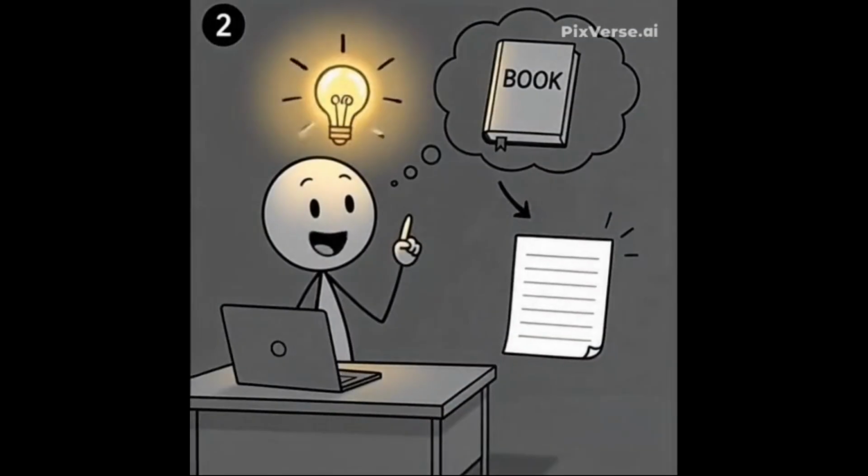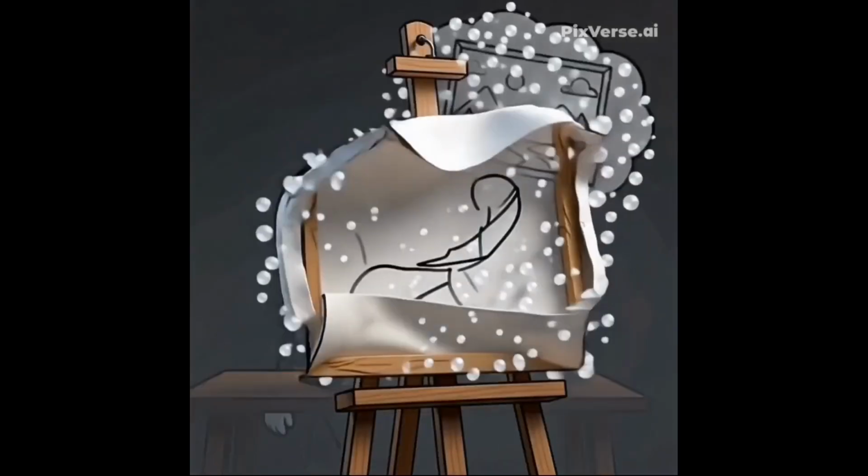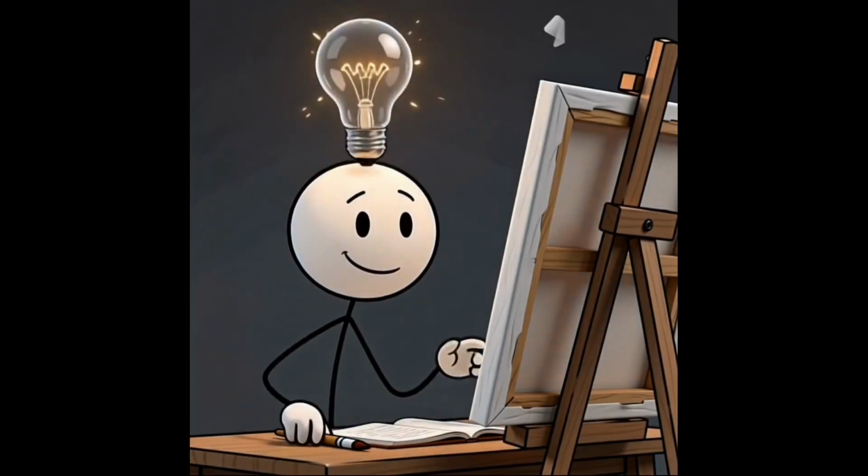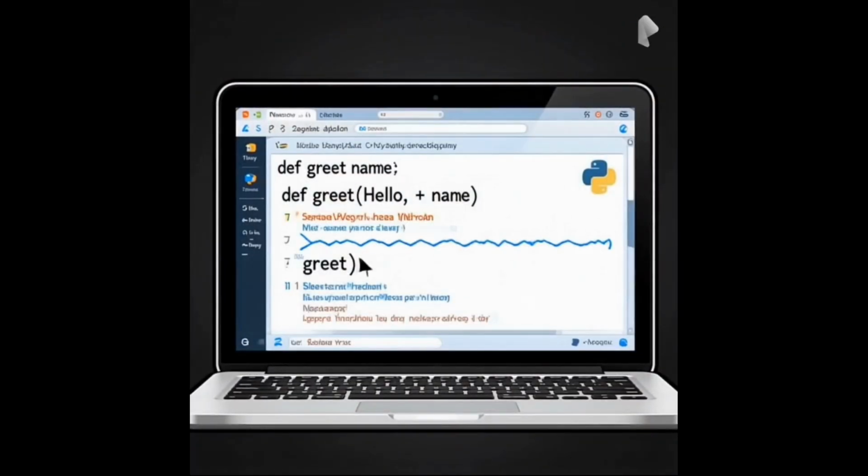But first, we need a place to write our code. Think about it like this. If you want to write a book, you need paper. If you want to paint, you need a canvas. And if you want to write Python code, you need a code editor. Today, we're using VS Code.